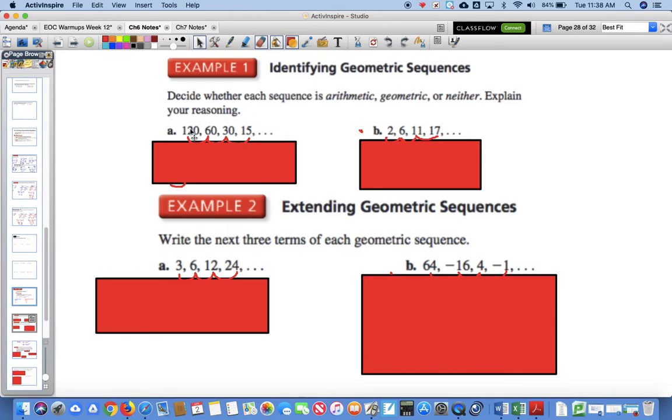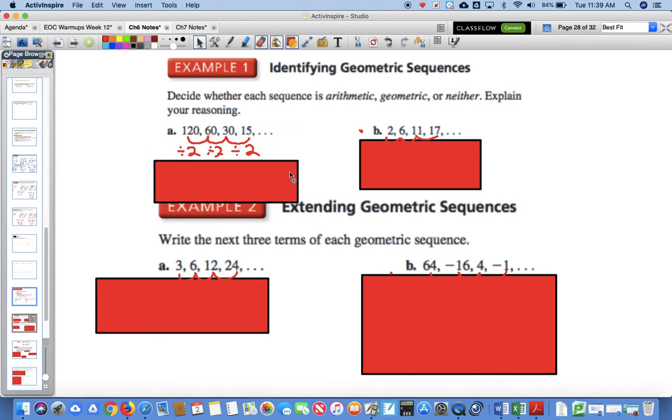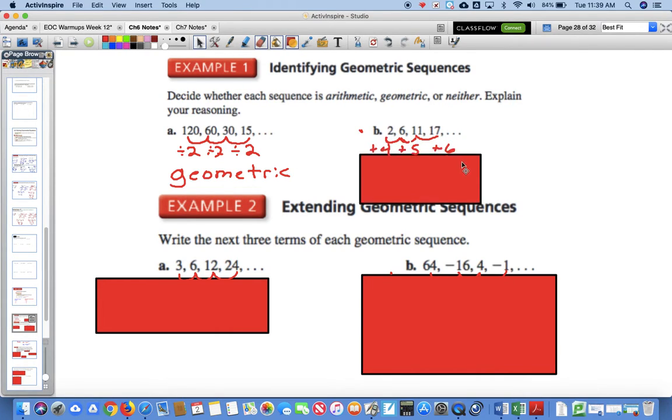Well, let's just discover the pattern. 120 to 60 to 30 to 15. They could be subtracting, but it'd be all different numbers that you'd be subtracting. How about instead they're dividing by 2, which would make it geometric. Here, let's see, what are they doing? Adding 4, then adding 5, then adding 6. They're definitely not multiplying consistently, like times it by 3. It is adding, however, it's not the same number. It's changing the number, so this is an example of neither.